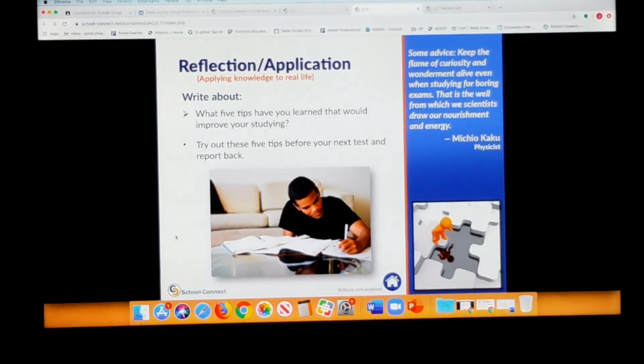So reflection. Maybe there'll be some room on this handout that I'll attach here. What 5 tips have you learned that might improve your studying? Okay, try out these 5 tips before your next test and then report back. Some advice here from a physicist. Keep the flame of curiosity and wonderment alive, even when studying for boring exams. That is the well from which we scientists draw our nourishment and energy. That's quite a quote.